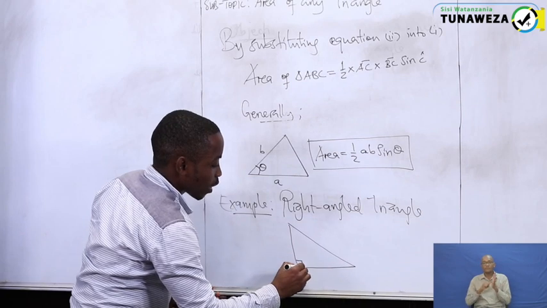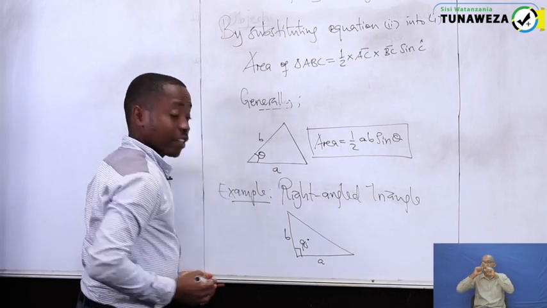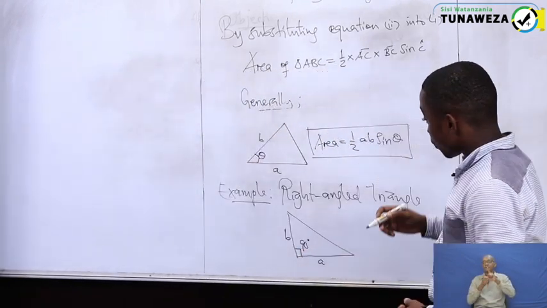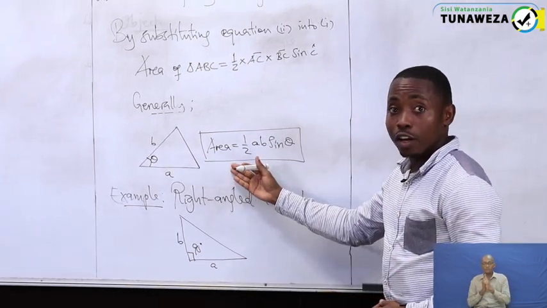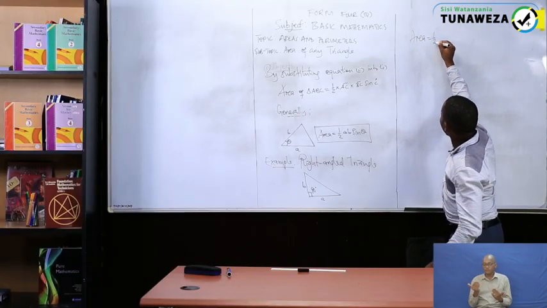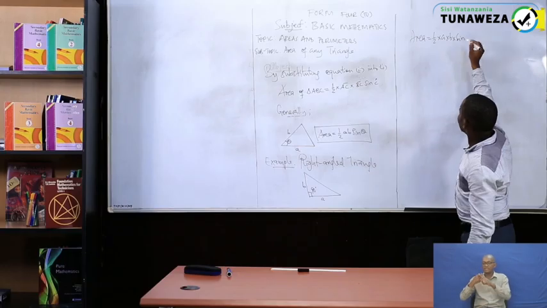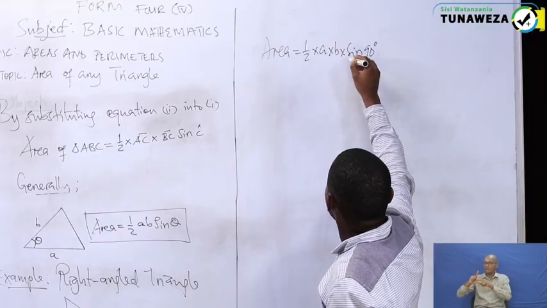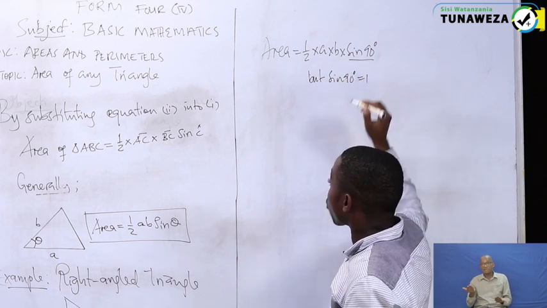This is our right-angled triangle. Our angle here is 90 degrees. This is side A and this is side B. So if we need to find the area for this particular triangle, how can we write this one? By following the area formula that we have derived here. The area for a right-angled triangle will be equal to a half times A times B times sine of the included angle, the angle between here, which is what? 90 degrees. But we know that sine of 90 degrees equals 1 always.